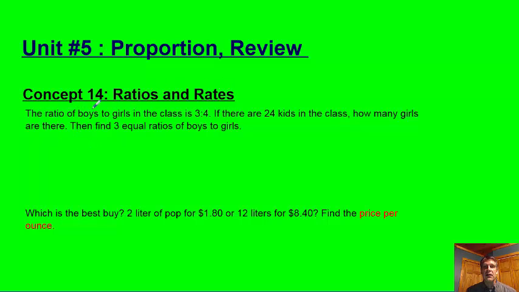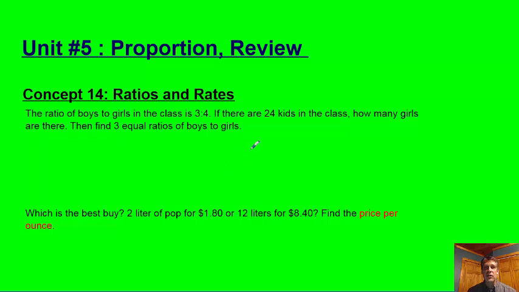Here's a problem. The ratio of boys to girls in a class is 3 to 4. If there are 24 kids in the class, how many girls are there? Then I'd like you to find 3 equal ratios to boys to girls. All right, here we go.